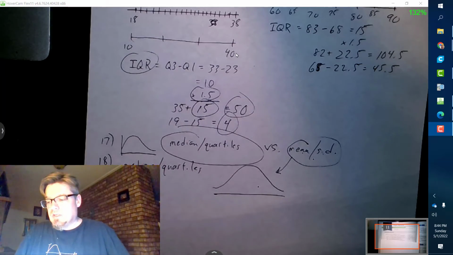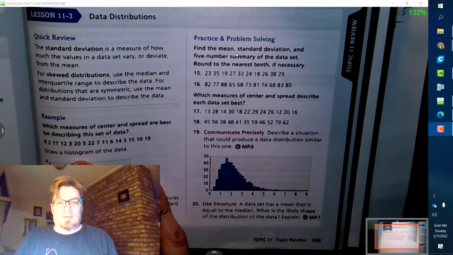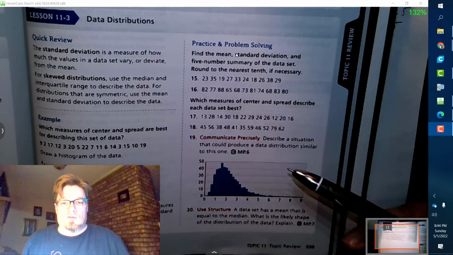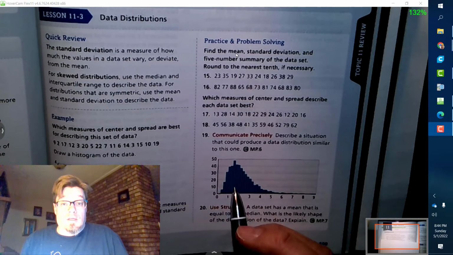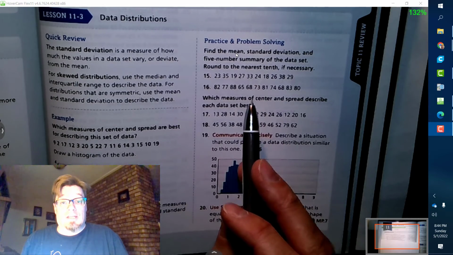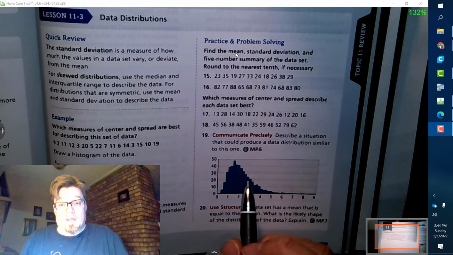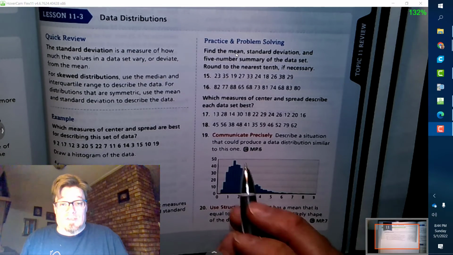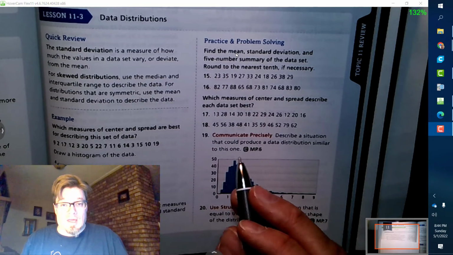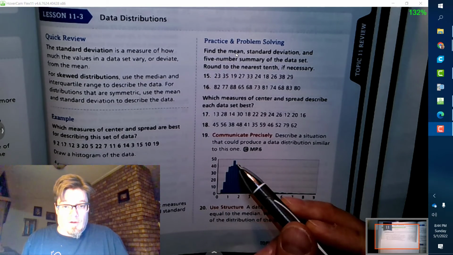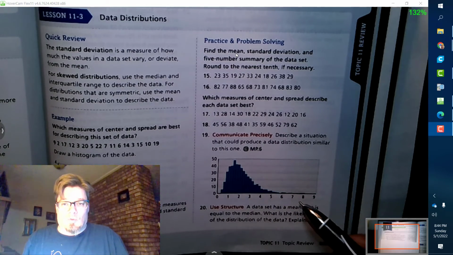Okay, so let's look at 19. Describe a situation that could produce a data distribution similar to this one. Now this one clearly, using the mean and the standard deviation would not be sensible, because you could end up over here with your mean, even though most of the data kind of falls in here. You got some stragglers here, but it looks like the mode is actually up at about 1.5. Now who knows what this means? It's not labeled.